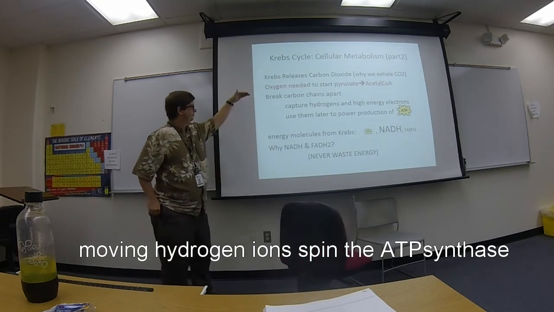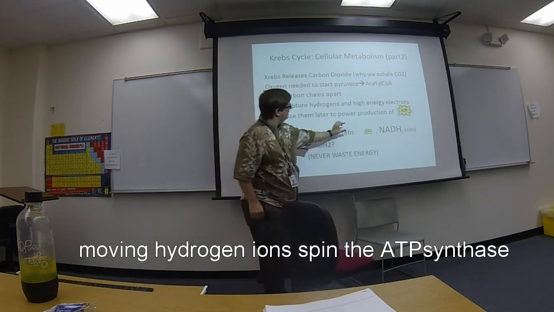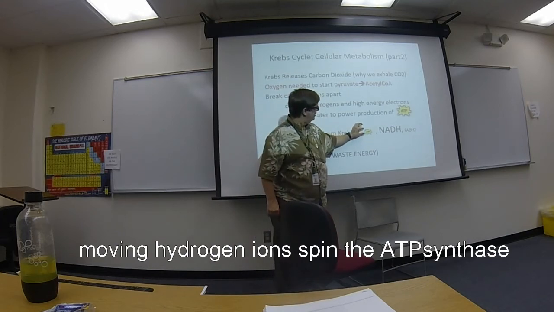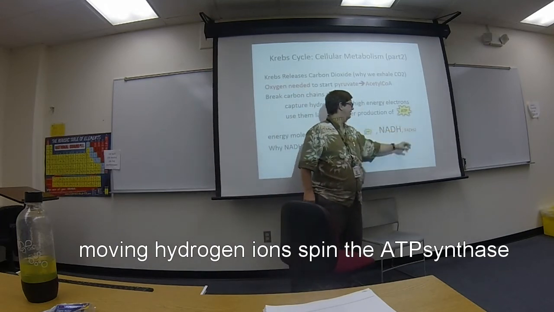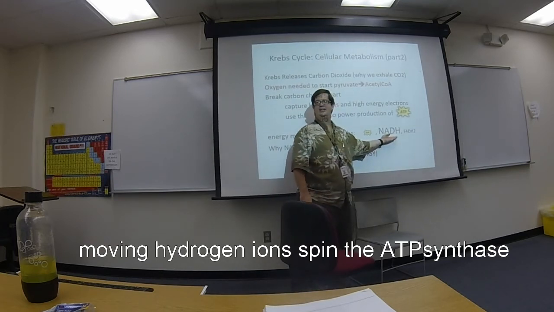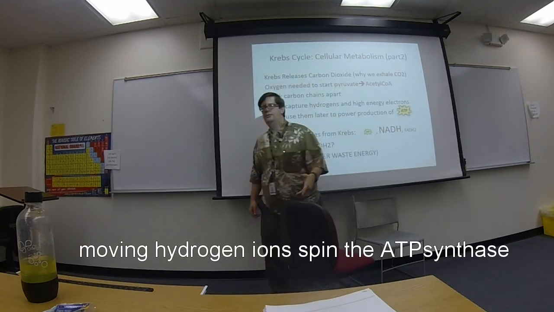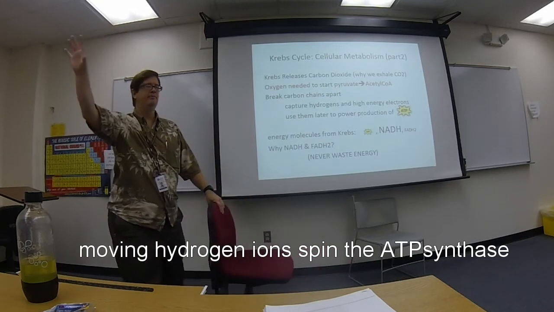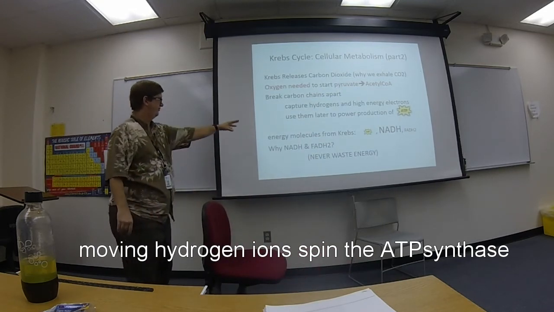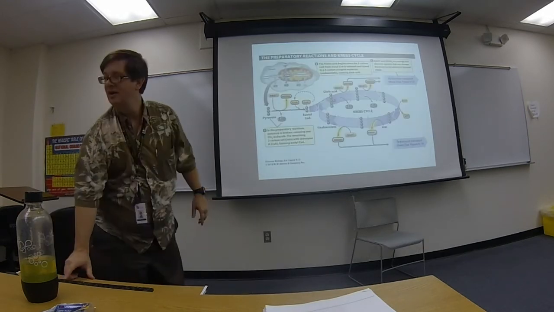So, energy molecules from Krebs. In Krebs, we're going to make a little bit of ATP. We're going to make a little bit of FADH2, but the big thing Krebs does is make lots of NADH. Good? And that NADH has the hydrogens that we need to pump, and it has the electrons to pump them. Are we good? Yes. All right. And so we're going to use these to make ATP. We don't waste energy, we break carbon bonds. All right.